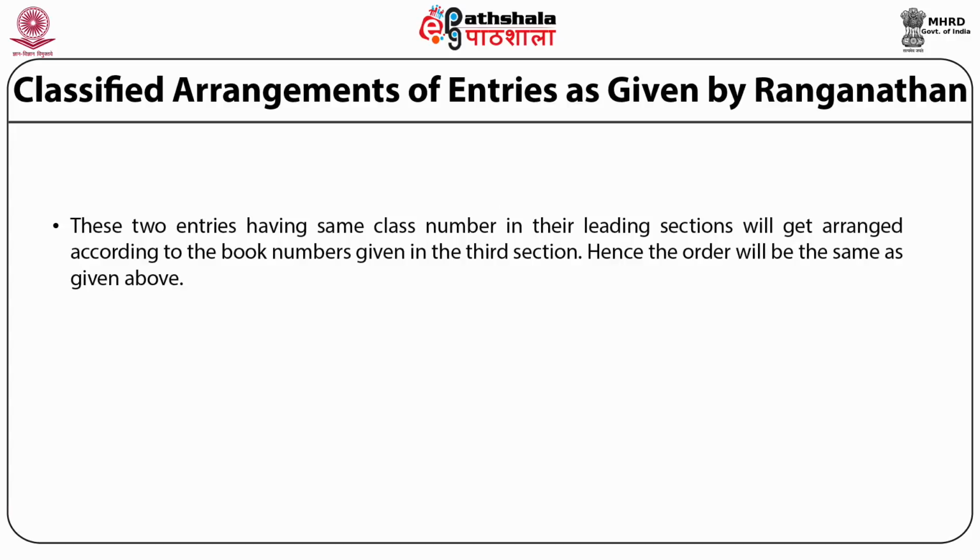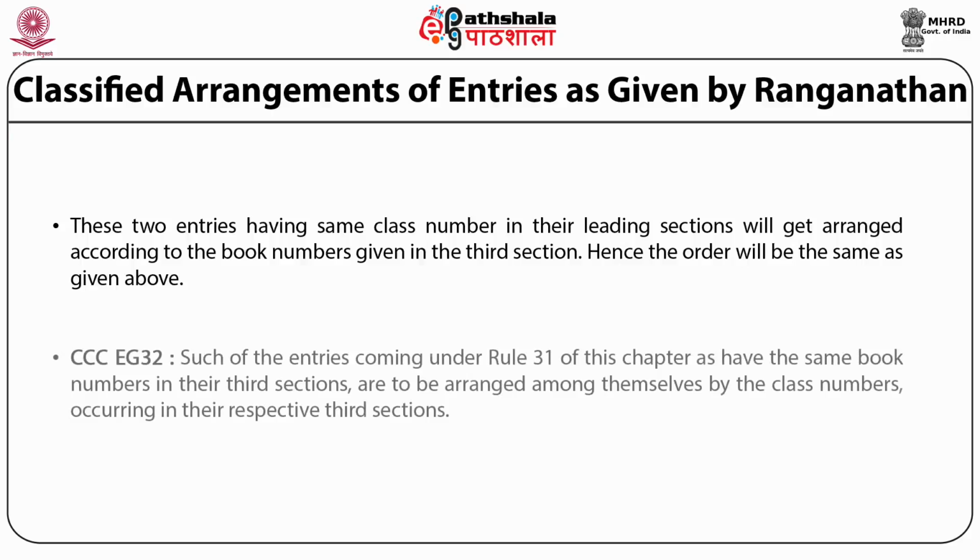These two entries having the same class number in their leading sections will get arranged according to the book numbers given in their third section. Hence, the order will be the same as given above. CCC Rule EG32. Such of the entries coming under Rule 31 of this chapter as have the same book numbers in their third sections are to be arranged among themselves by the class numbers occurring in their respective third section.